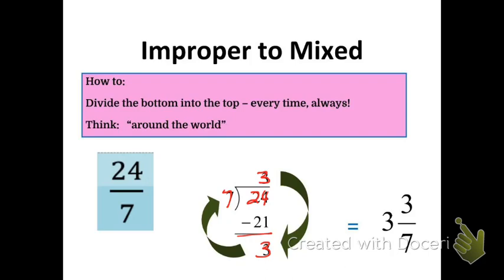Y'all see that? Okay, now here's the part that some people get confused. So the 3, it went in 3 whole times, so our whole number is 3. And then we start from the top and we go around the world. So we go here, that's the top number of our fraction, 3. And then we go here and that gives the bottom of our fraction, 7. So in other words, it went 3 whole times and we had 3 out of 7 left. That's really what that means, 3 out of 7 left. Okay? All right, any questions on that before we move to the next?